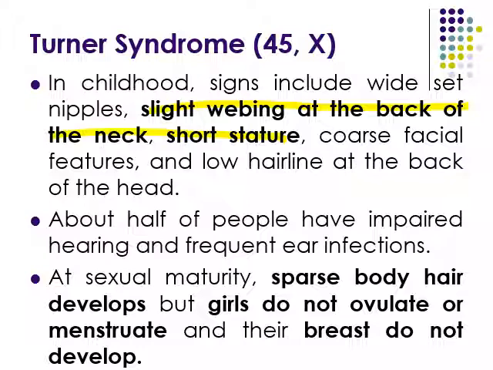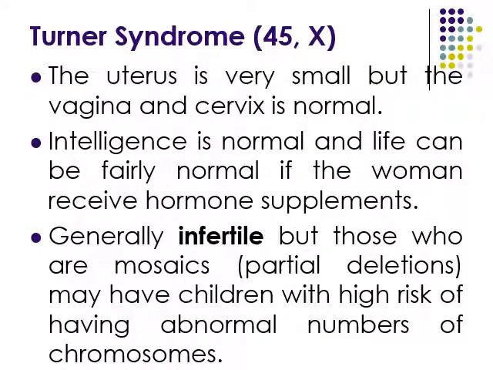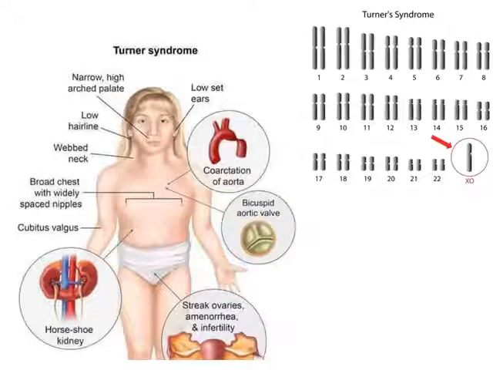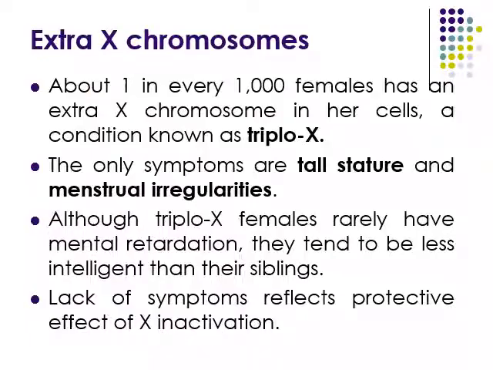At sexual maturity, sparse body hair develops. But girls do not ovulate or menstruate and their breasts do not develop. So the uterus is very small, but the vagina and the cervix are normal. They are generally infertile. Intelligence is normal and life can be fairly normal. Ang itsura nung may mga Turner syndrome.